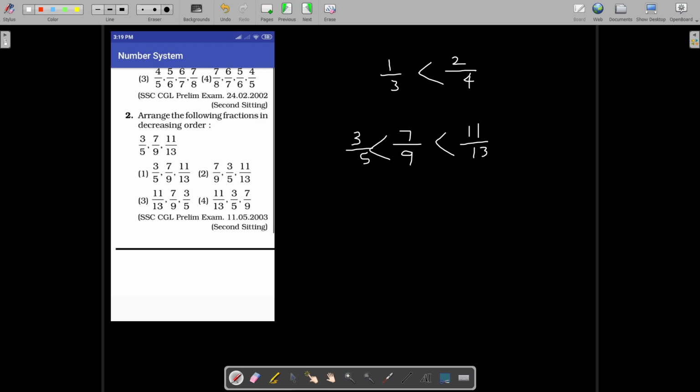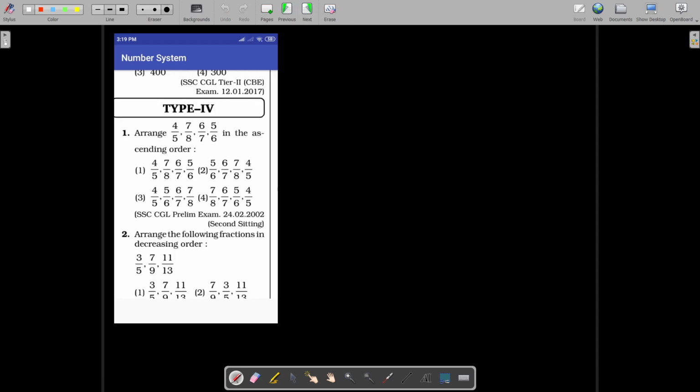Moving on to the next question. Arrange 4 by 5, 7 by 8, 6 by 7, 5 by 6 in ascending order. The ascending order is 4 by 5 is less than 5 by 6 is less than 6 by 7 is less than 7 by 8. Moving on to the next question.